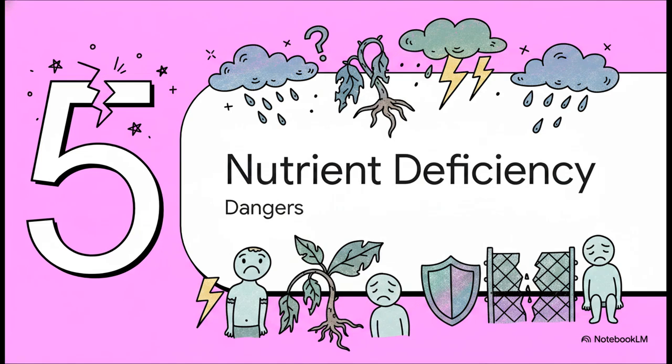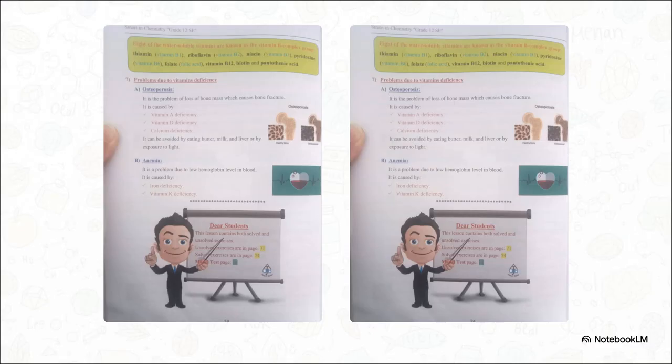So, what happens if we mess this up? Section 5. Dangers of nutrient deficiency. Your textbook specifically throws up massive red flags about 2 major medical problems caused by severe deficiencies. First is osteoporosis, which you can visualize as a fragile, porous bone matrix. The second is anemia, which is a dangerous drop in hemoglobin levels.